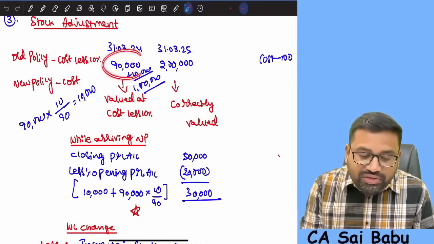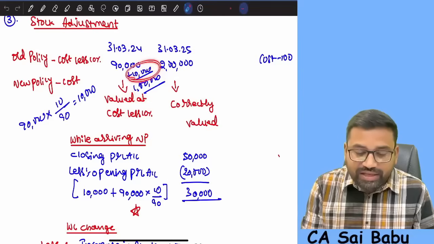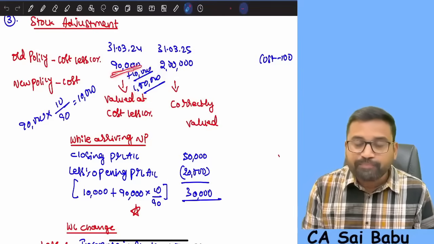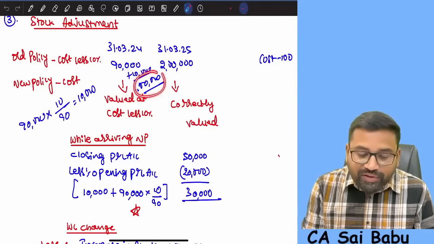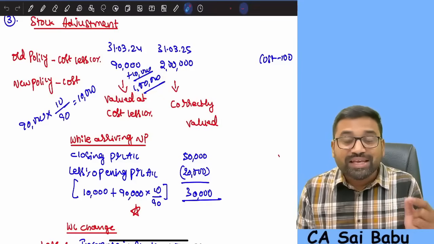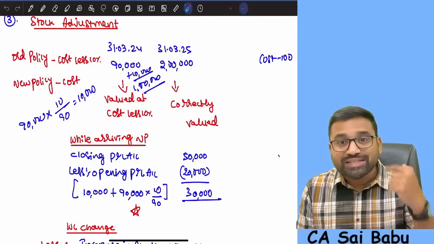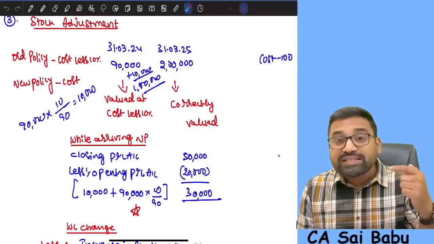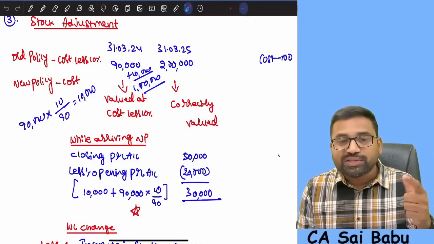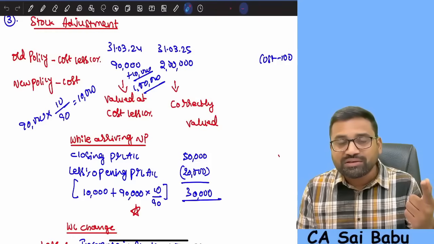Suppose if this is also correctly valued, what will be my opening stock balance? 1 lakh. 10,000 will be increased because this is at 90. If I make it at 100, it will be 1 lakh, right? So if my opening stock balance increases by 10,000, obviously this opening stock is last year's closing stock. So if my last year's closing stock increases by 10,000, last year's net profit would also increase by 10,000.